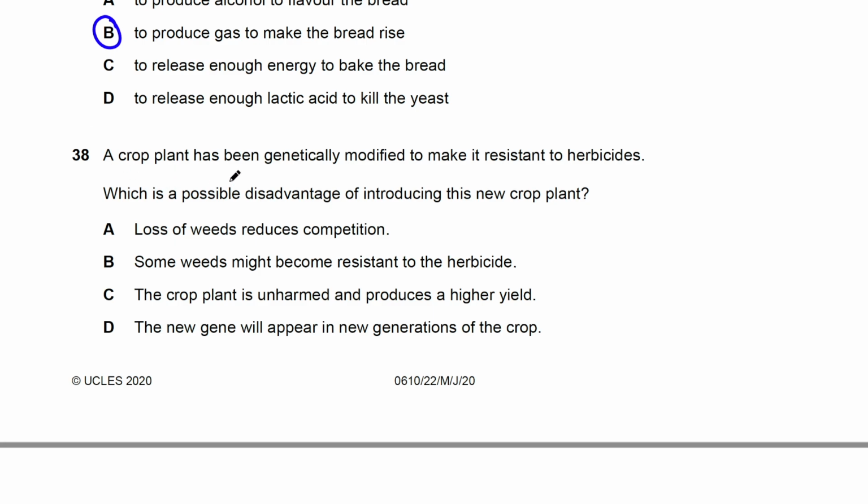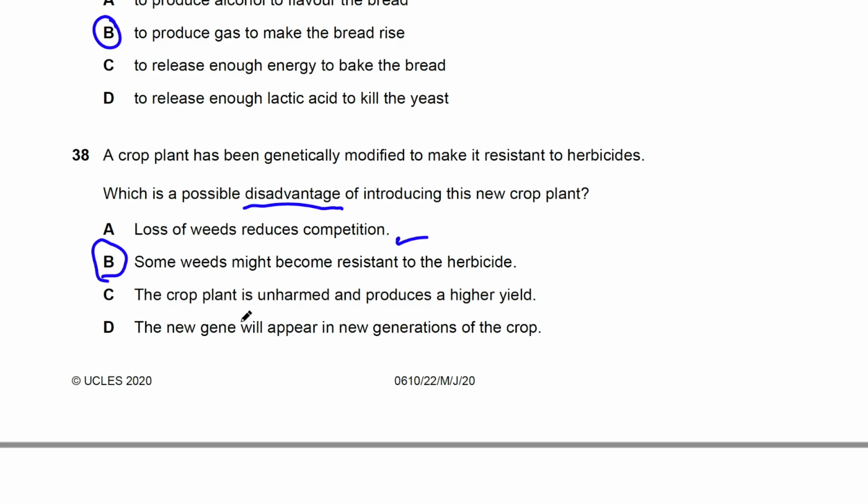A crop plant has been genetically modified to make it resistant to herbicides. Great. Which is a possible disadvantage, take care, it's not advantage, of introducing this new crop plant? A, loss of weeds, reduce competition. This is right. This is an advantage, but he is looking for what? For a disadvantage. Some weeds might become resistant to the herbicide. Yes, that may happen by natural selection sometimes. So I will circle it till I continue the rest.